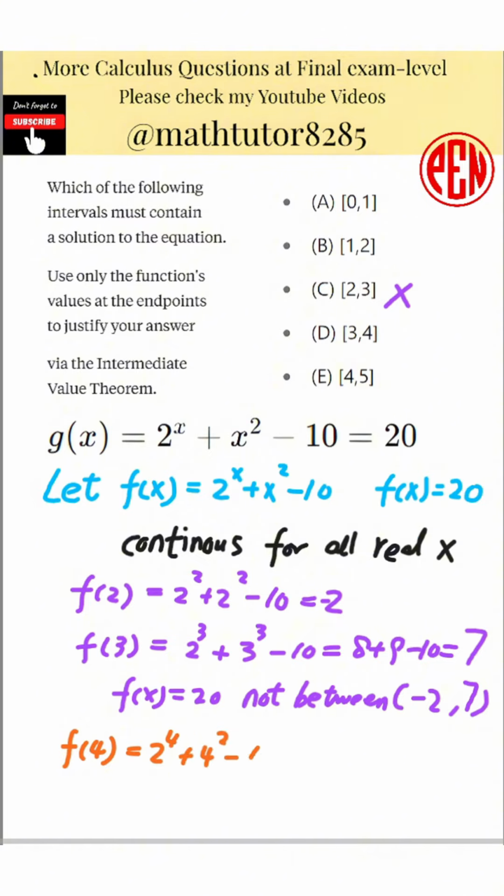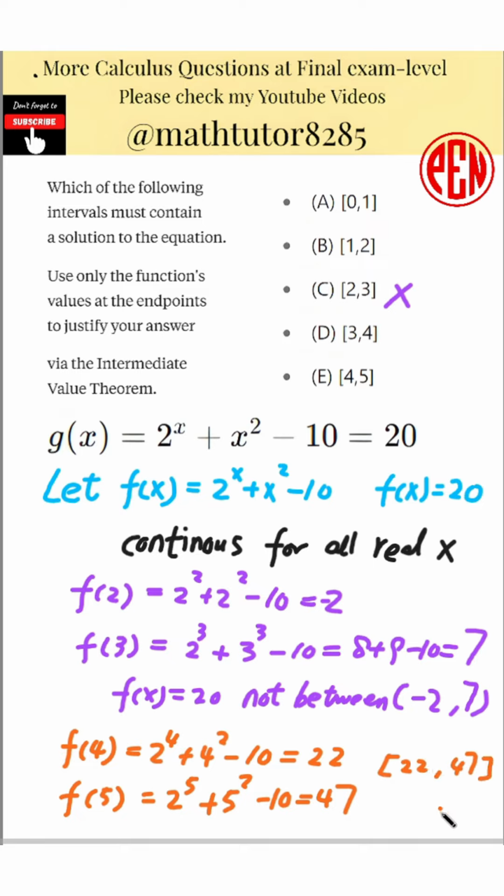Evaluate f of 4. 2 raised to the power of 4 is 16. 4 squared is 16. So 16 plus 16 minus 10 equals 22. Now f of 5. 2 raised to the power of 5 is 32. 5 squared is 25. So 32 plus 25 minus 10 equals 47. Here, both endpoint values are greater than 20. So again, 20 is not between the values. This interval does not contain a solution either.